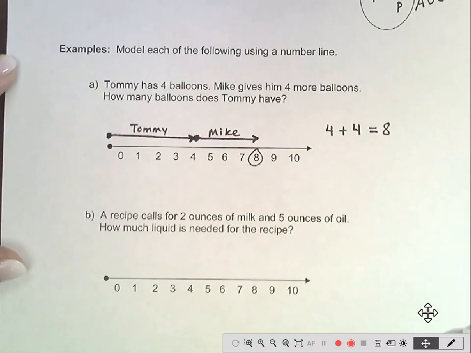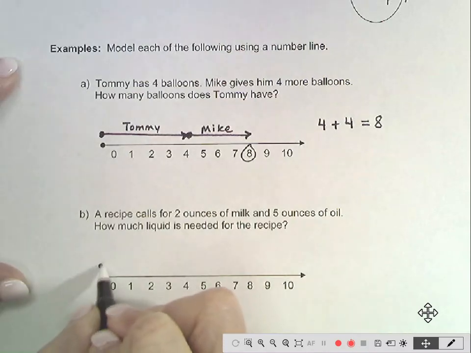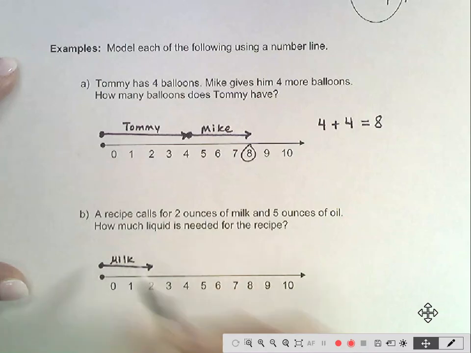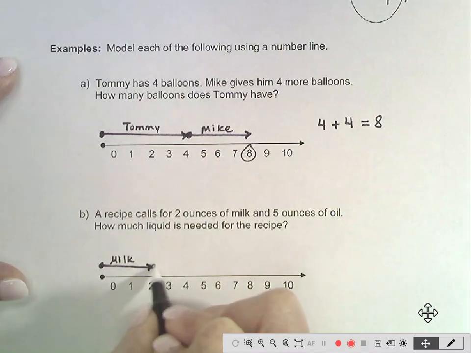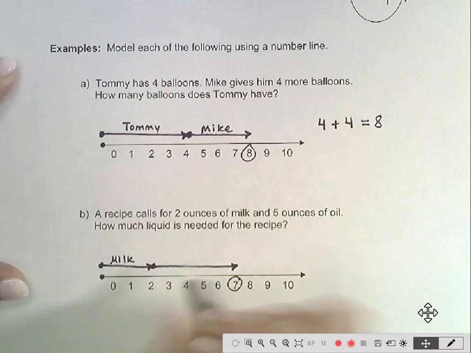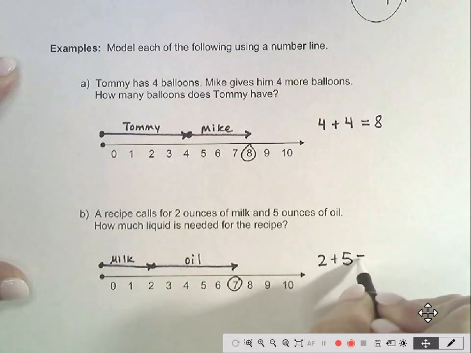This one says, a recipe calls for 2 ounces of milk and 5 ounces of oil. How much liquid is needed for the recipe? So again, this is addition. We're going to start off with 2 ounces of milk. So I'll label that one as milk. And then from there, we're going to add 5 ounces of oil. And that's going to take us up to 7. So it's 2 plus 5 is equal to 7.